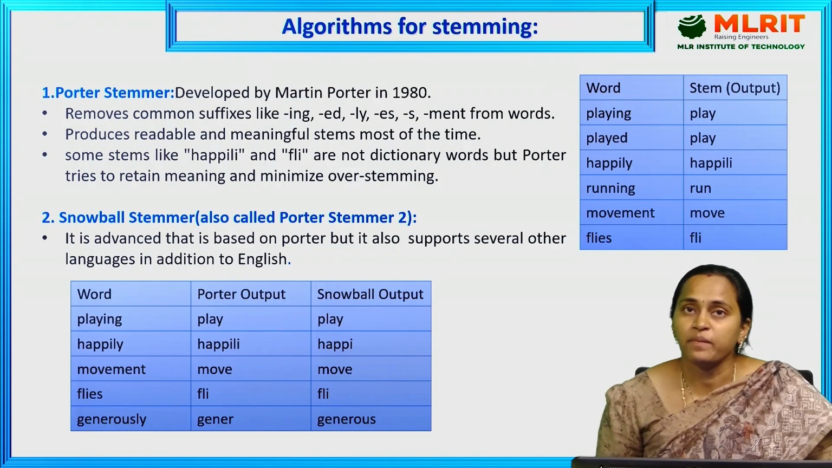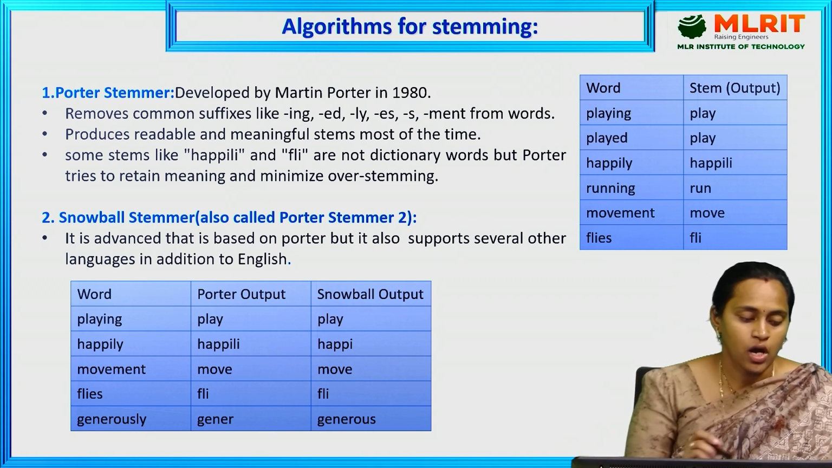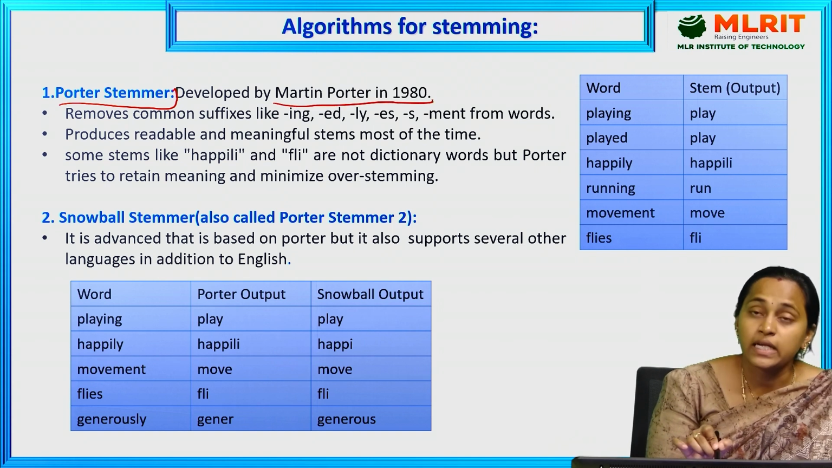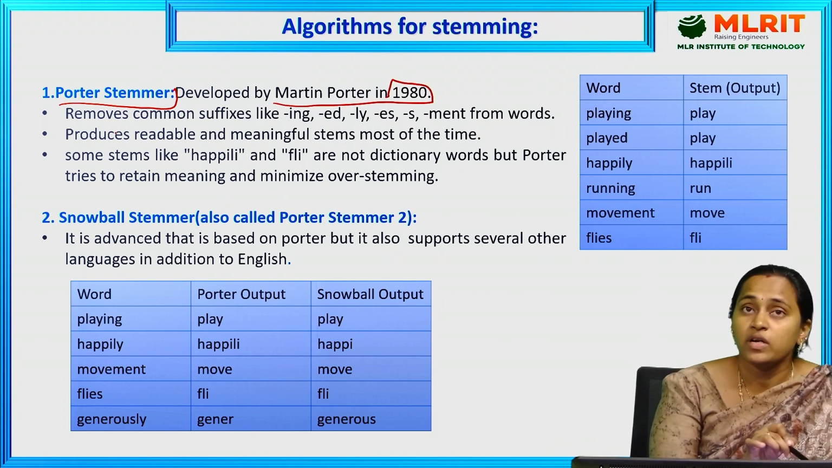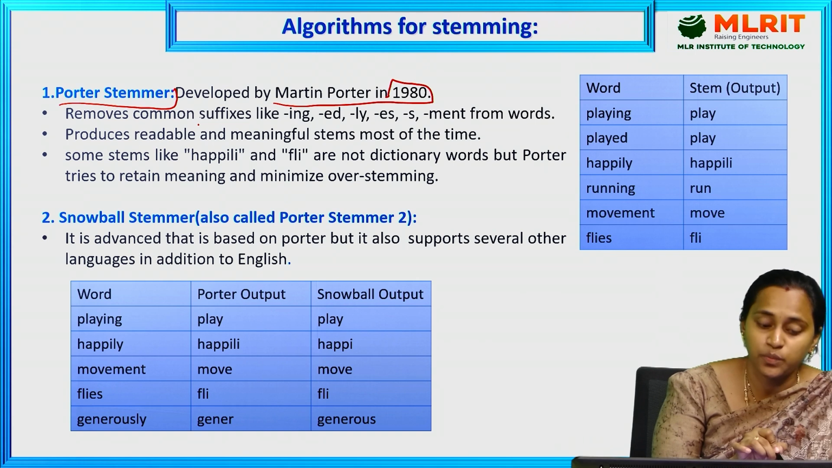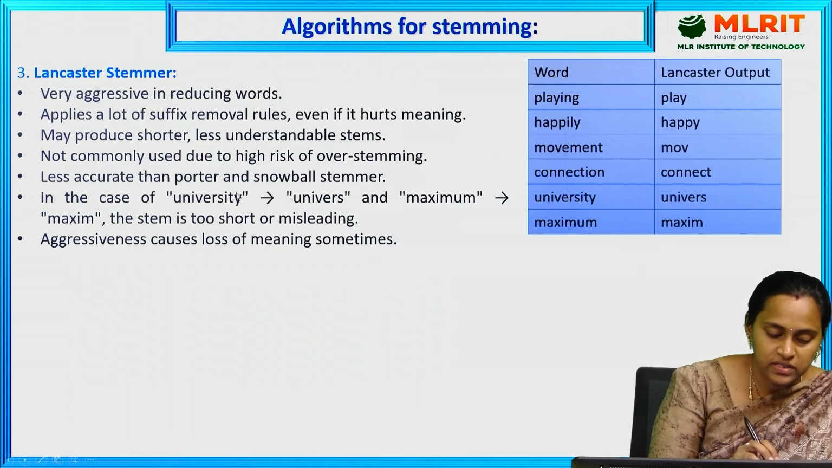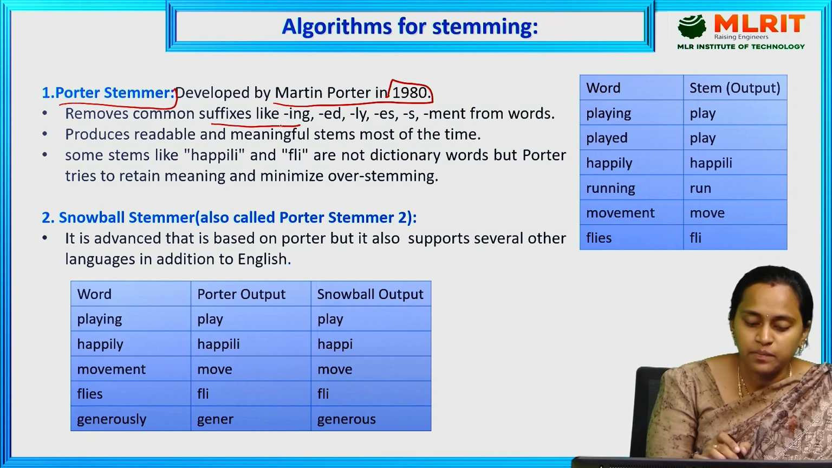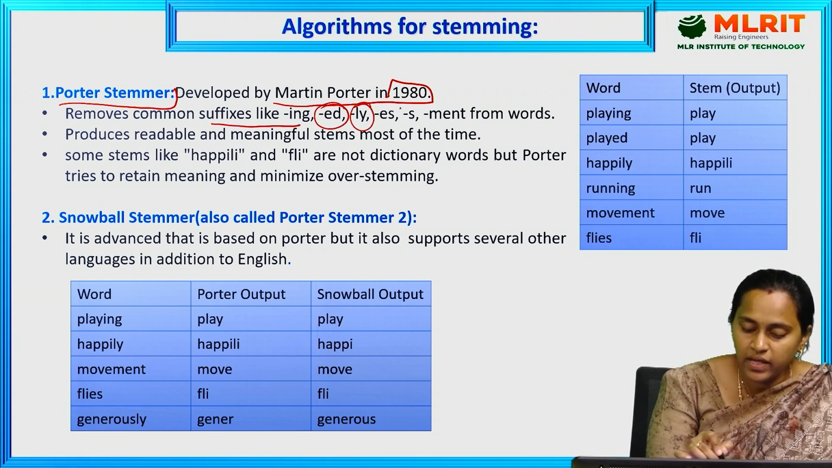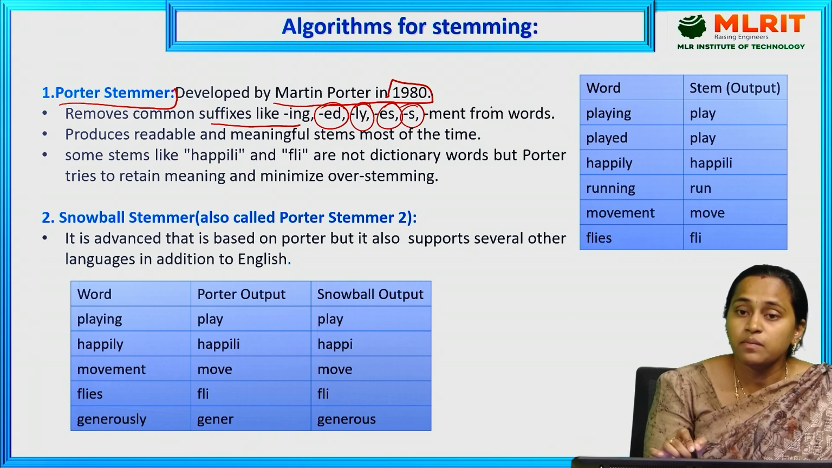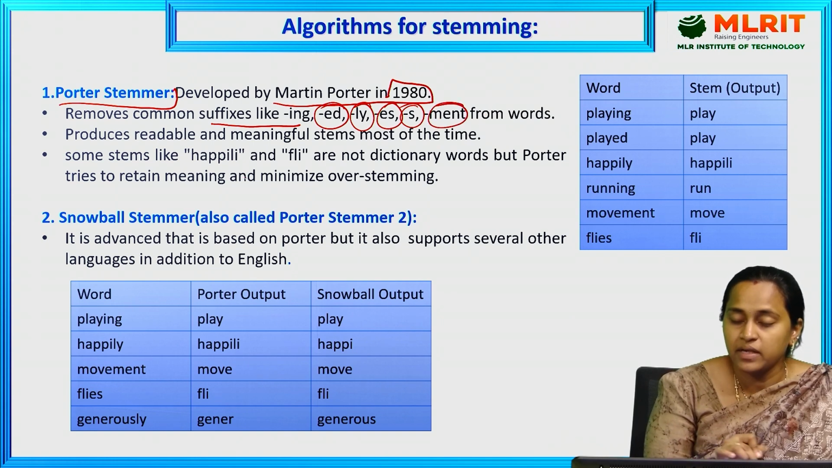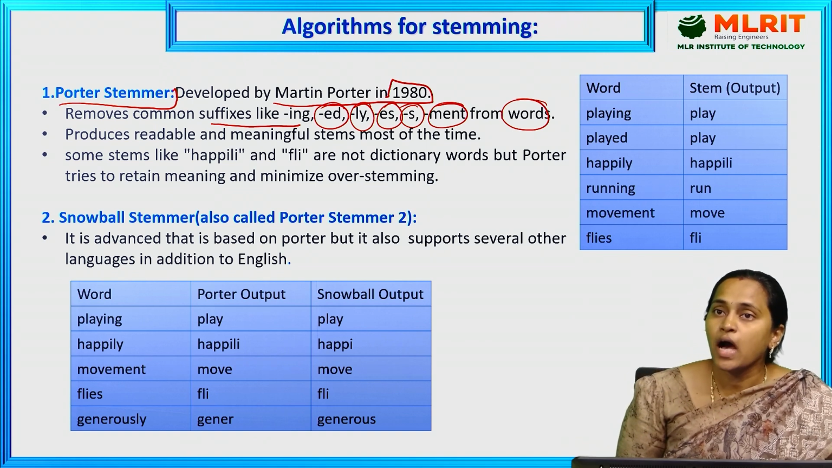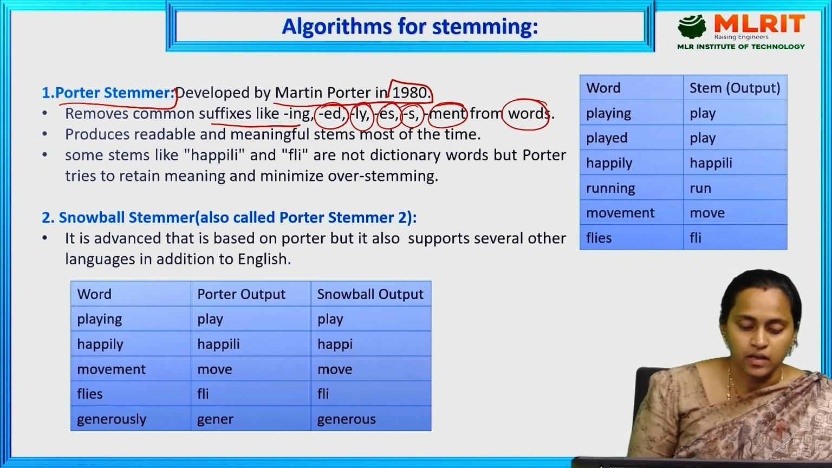Let's see the algorithms one by one. Coming to the first one, Porter stemmer. Porter stemmer was developed by Martin Porter in 1980. What is the purpose of Porter stemmer? Porter stemmer is used to remove suffixes like ing, ed, ly, es, s, and ment from words. This is the main purpose of the Porter stemmer. That means we have to remove the suffixes and prefixes like this.